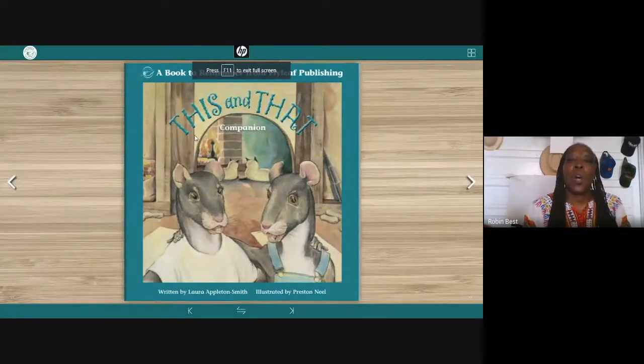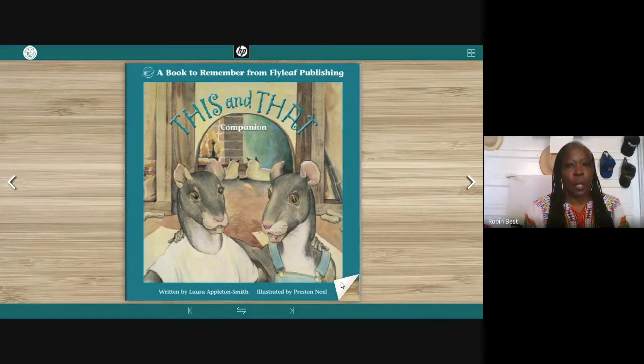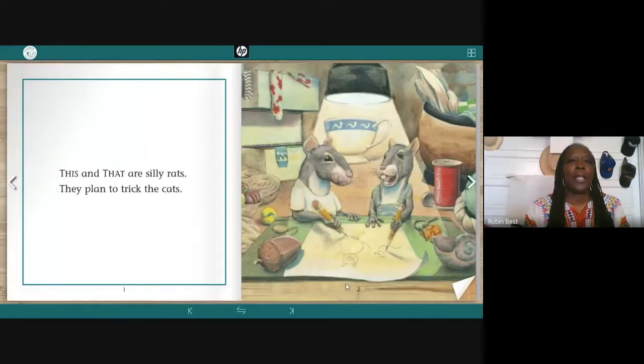Our book is called This and That. That is our title. It was written by Laura Appleton Smith and illustrated by Preston Neal. You remember what the author does? Right, writes the words. And the illustrator draws the pictures. Good job. Let's read together.